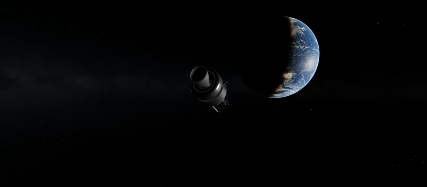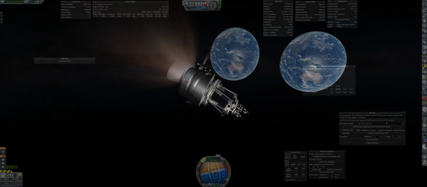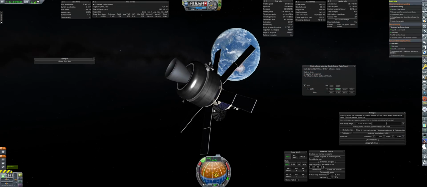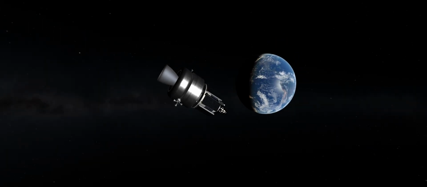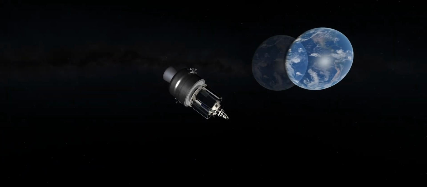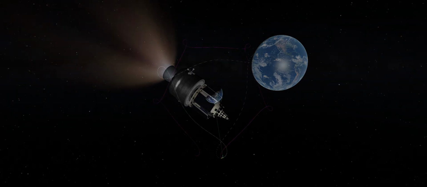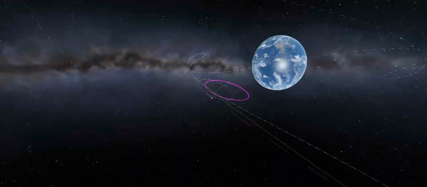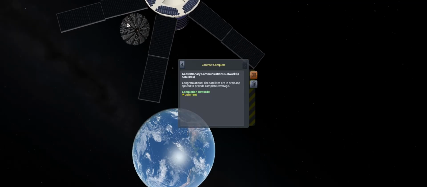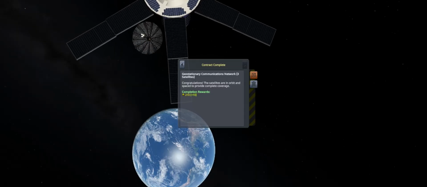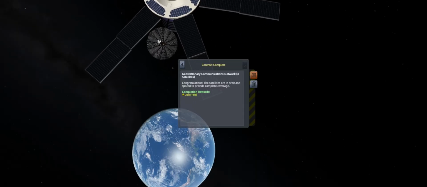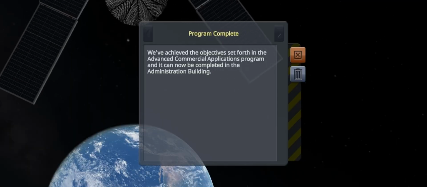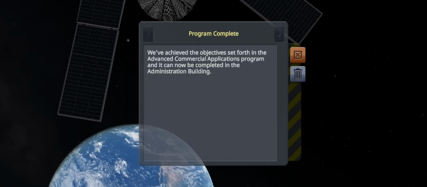Next, GeoSat 2. Reaching its target zone over Indonesia, it fires up its engine and enters the geostationary orbit. Lastly, GeoSat 3. Reaching its destination near the Americas, it ignites and achieves an orbital standstill. With the success of these 3 satellites, they now transfer ownership to the customer, and we get the notice for the completion of the Advanced Commercial Applications Program.